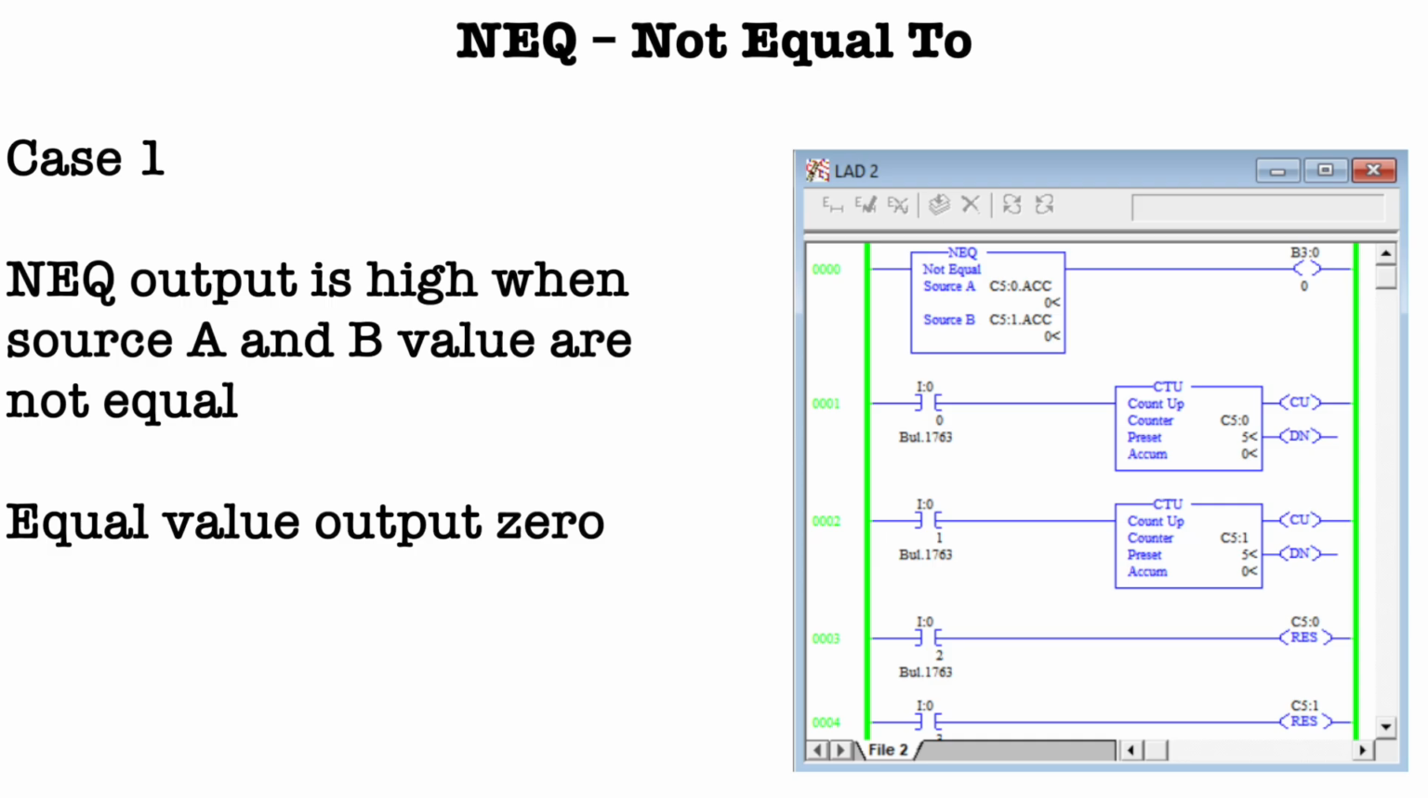In the first case, you can see in the diagram, both accumulator values are 0. This means the accumulator values go to source A and source B, so source A is equal to 0 and source B is equal to 0. Both values are 0 and equal. Because of that, the NEQ instruction doesn't provide any output. That's why you can see my binary output is low, right?